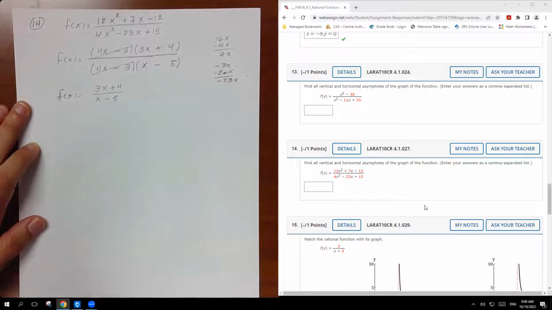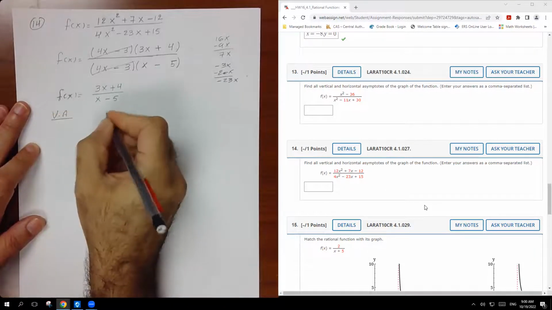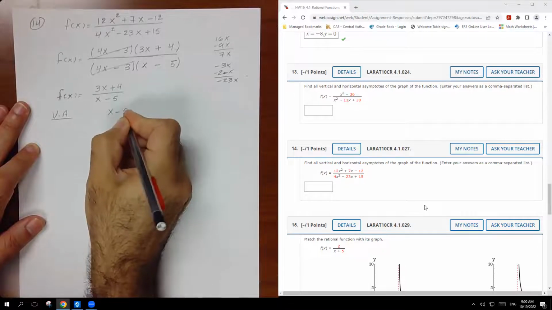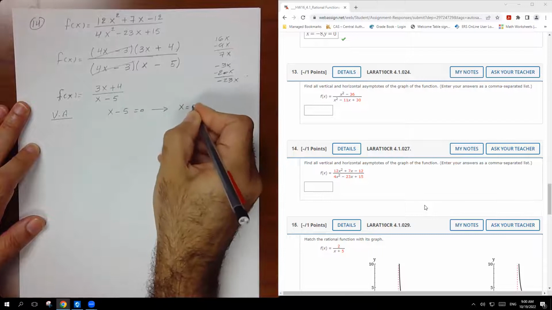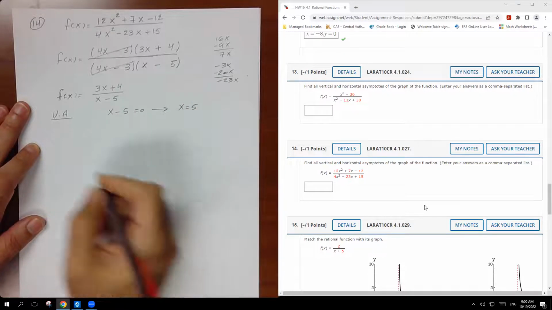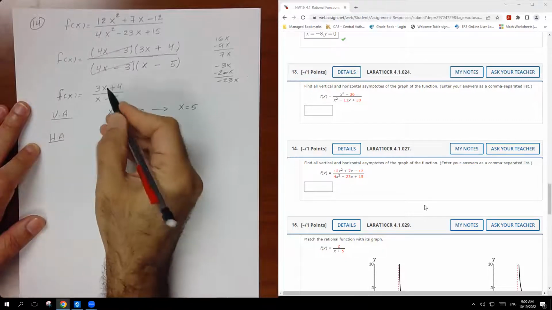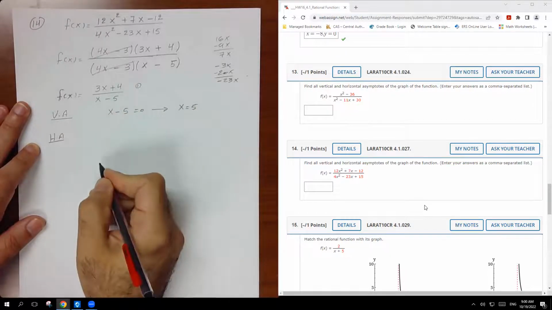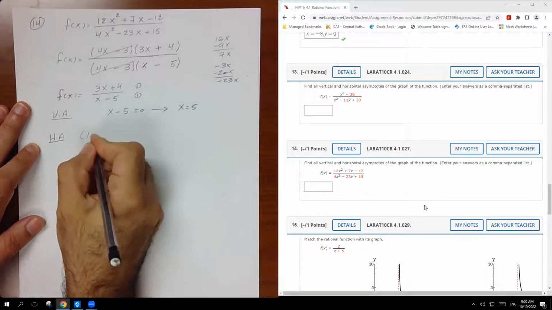Now we're going to find the vertical asymptote, which is set the denominator equal to 0. Solve this one, so x is going to be equal to 5. And the horizontal asymptote: the exponent on the top is 1. The exponent on the bottom is 1. So 1 is equal to 1.